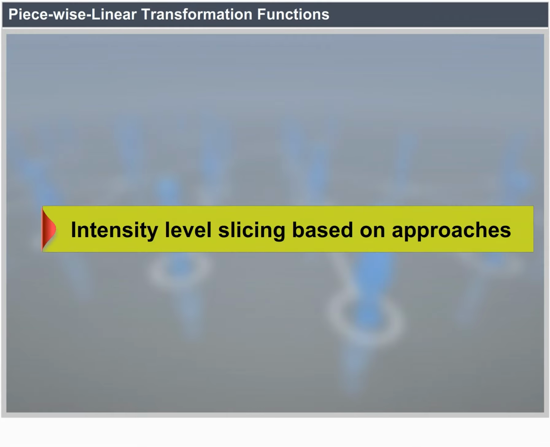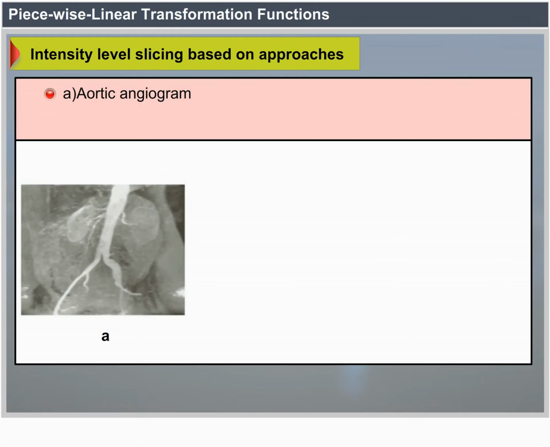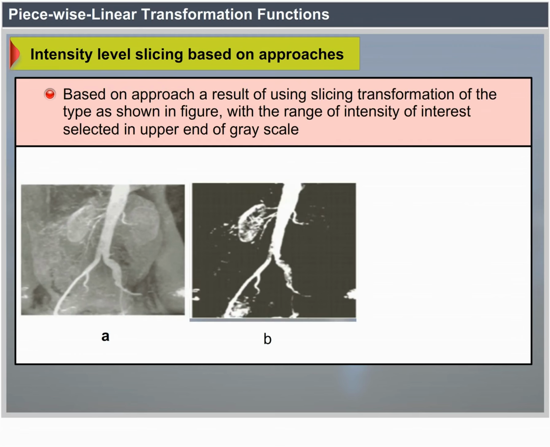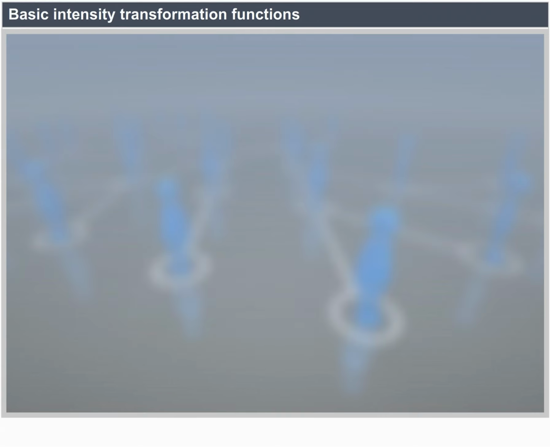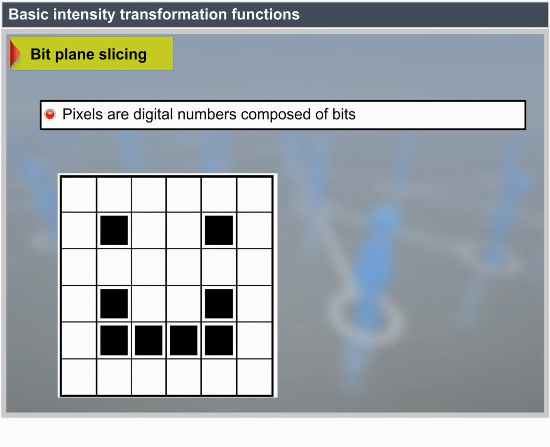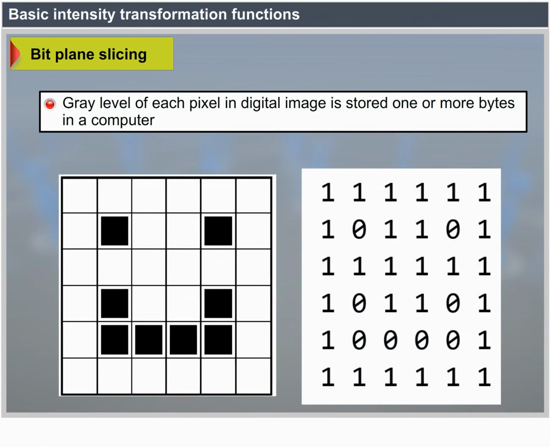Bit plane slicing. Pixels are digital numbers composed of bits. The gray level of each pixel in digital images is stored as one or more bytes in a computer. It is a method of representing an image with one or more bits of the byte used for each pixel. Goals of bit slicing: converting a grayscale image to a binary image, representing an image with fewer bits, and compressing the image to a smaller size. Enhance the image by focusing.